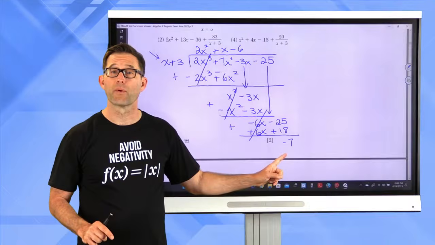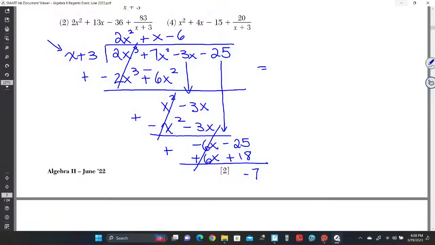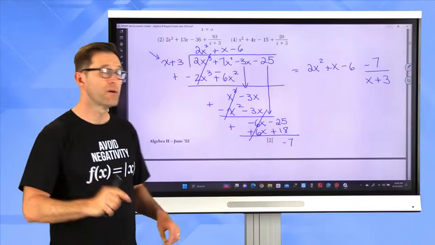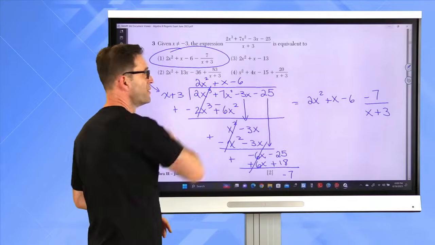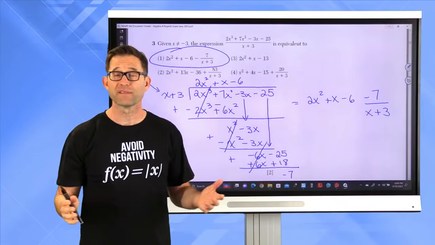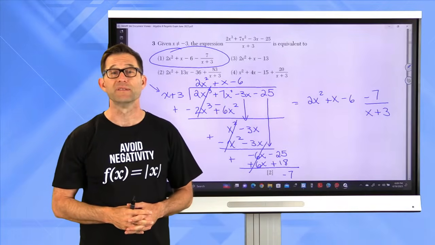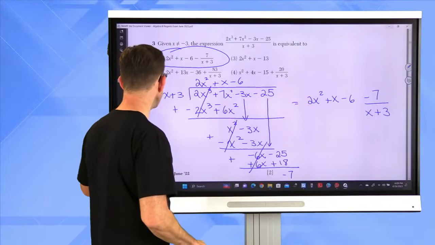In fact, this is what's called my remainder. So at the end of the day, this division is all equal to 2x squared plus x minus 6 minus 7, all divided by x plus 3. And what choice is that? That is choice 1. And again, I'd love to spend tons of time on this problem, but that's the only polynomial long division we're going to be particularly seeing on this test, so it's time to move on. Let's go to the next problem.